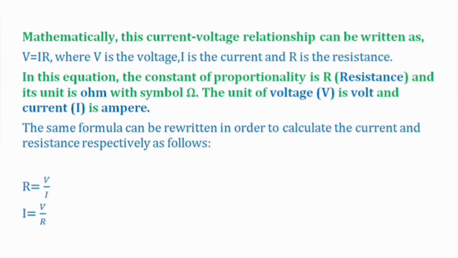The same formula can be rewritten in order to calculate the current and resistance respectively as follows. R is equal to V by I and I is equal to V by R.